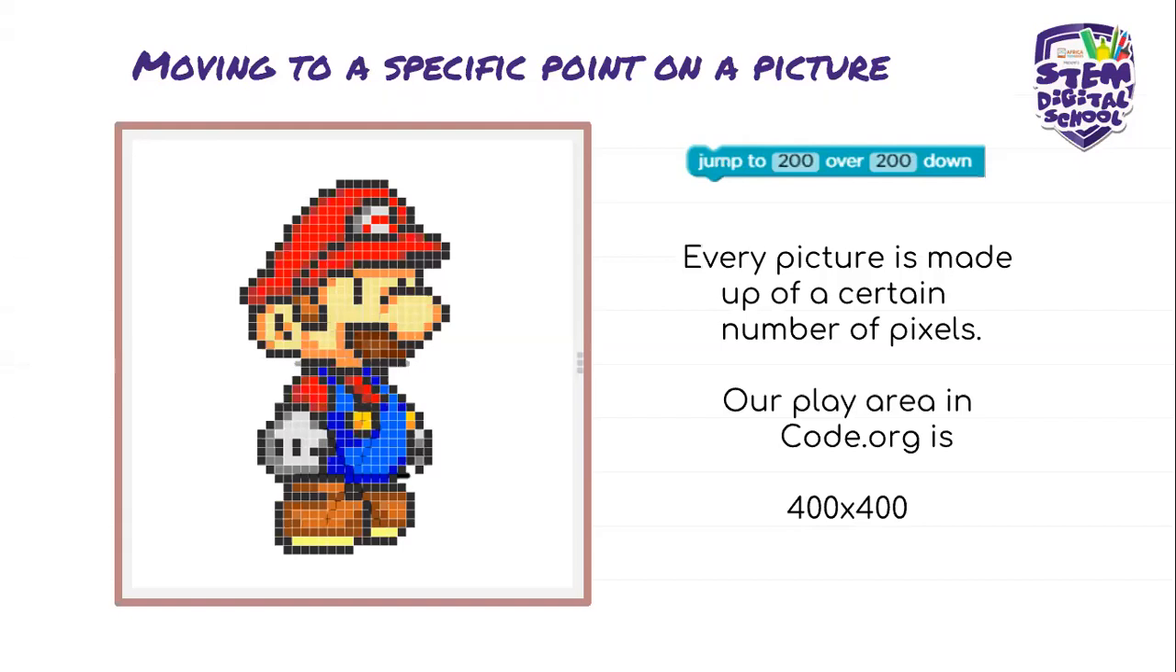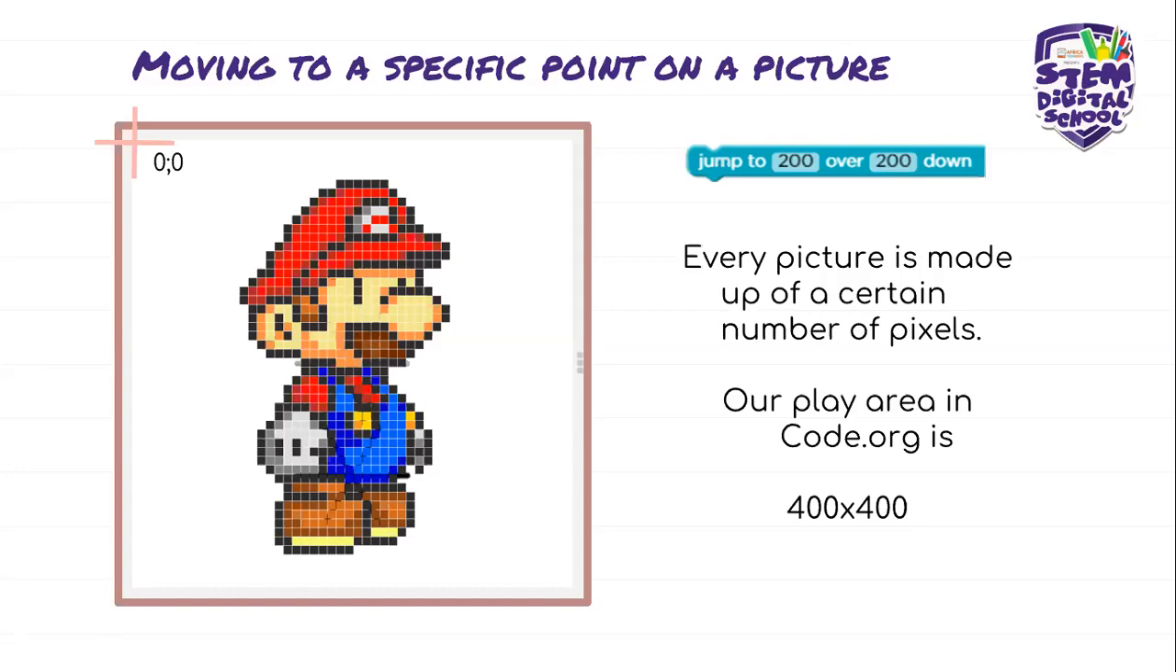Now, if we think about it, then we're going to start understanding what the 200 over and the 200 down actually mean. So if we start right on top in the corner, let me start right there in the corner, that will be 0, 0. Okay, that will be 0, 0.